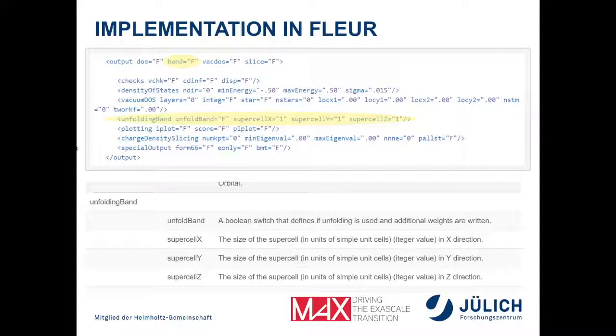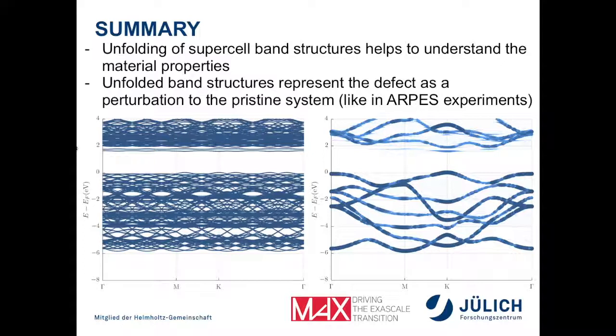So I now showed you how you can go from such a supercell calculation, where you can't identify any of the original bands, to a band structure which resembles the original band structure. And by this, you can actually get band structures which look much closer to the ones you would expect in ARPES experiments or other experiments showing the band structure. Thank you very much.